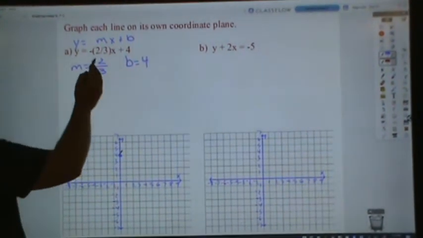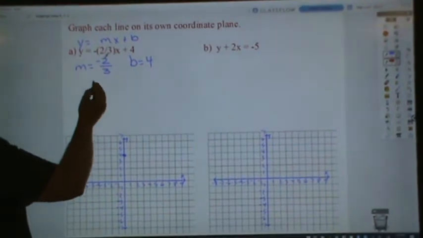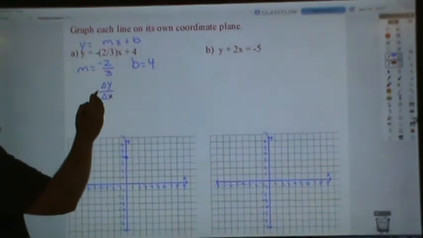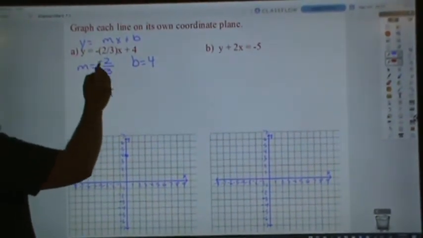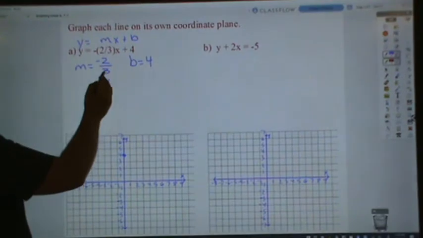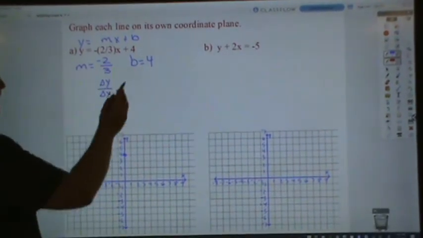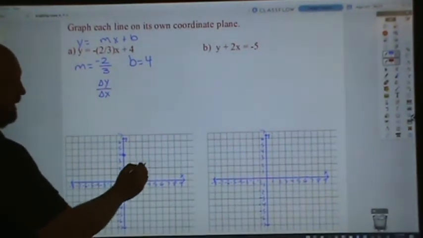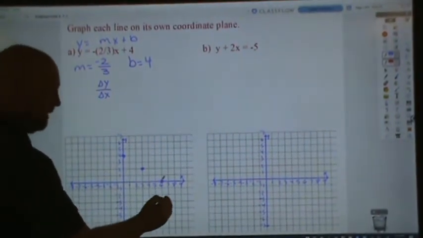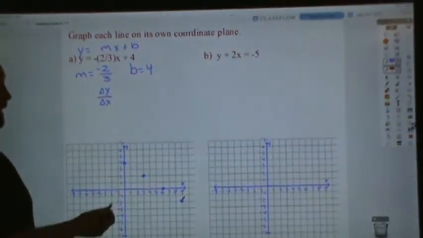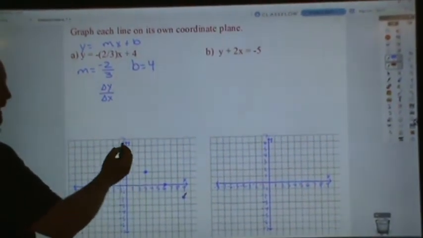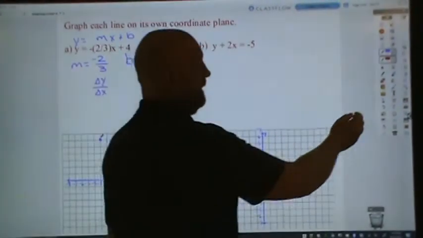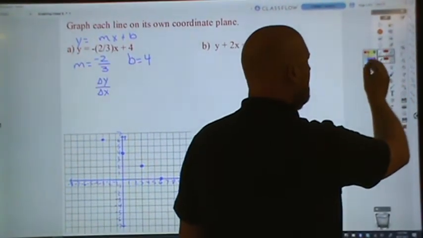My slope of negative 2/3 is a change in y over a change in x. And you don't have to write that, but you should know by now that slope is change in y over change in x. So that negative 2 means down 2, because that's my change in y, and that 3 means right 3. So if I start at the y-intercept and I go down 2, right 3, I find myself a new point. And if I keep going down 2, right 3, I can find myself multiple points. The opposite of down 2 and right 3 is up 2, left 3, and that can find me even more points.